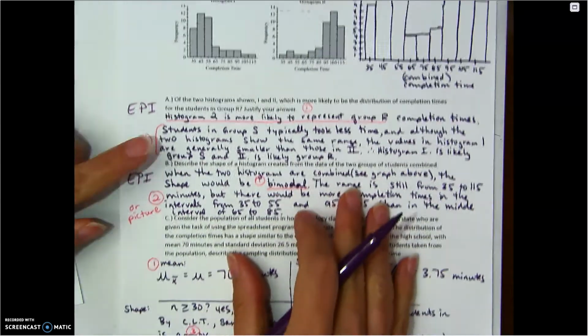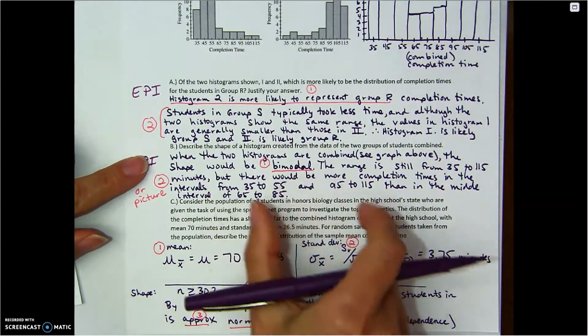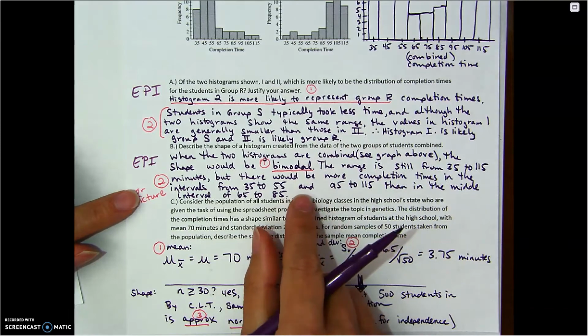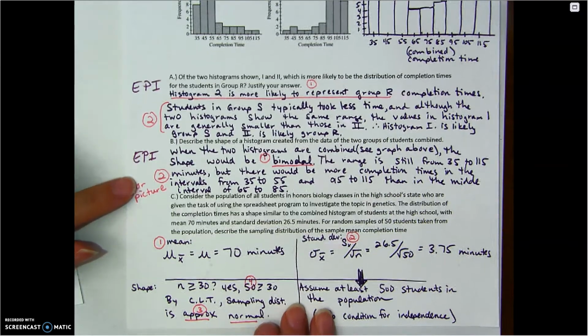All right, so to get the E, bimodal and some support, either a picture or words. If you did both, good for you.